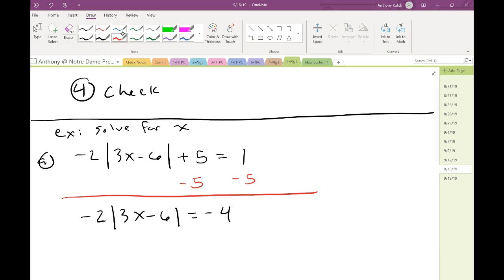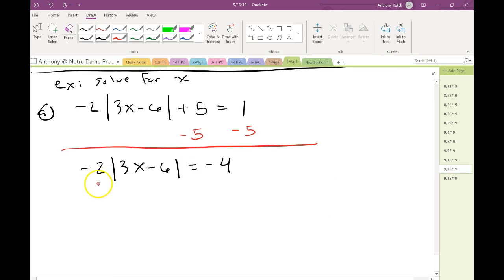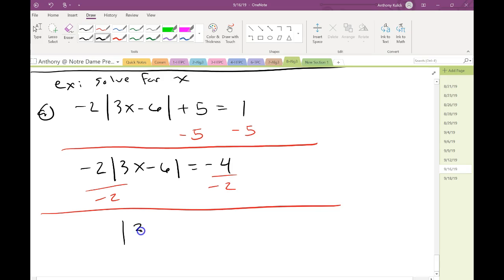Now, to get rid of that times negative 2, what should I do? Divide both sides by negative 2. What is the alternative way of doing this? You could also, instead of dividing, multiply by the reciprocal, right? So you could multiply both sides by negative 1/2, that's okay as well. When you have fractions, that sometimes makes life a little bit easier.